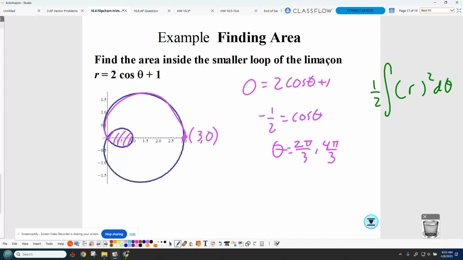Okay. Because at 0 it's here, and then at pi over 2, and then when the radius became negative, that's making that inside loop. Cosine is negative in quadrant 2 and quadrant 3, it's those guys.